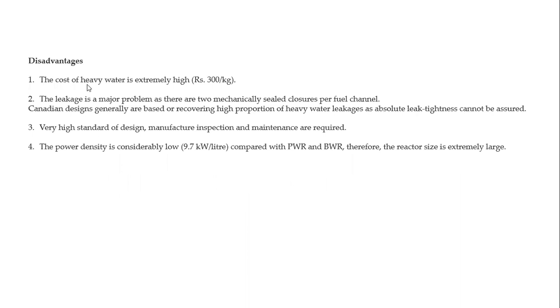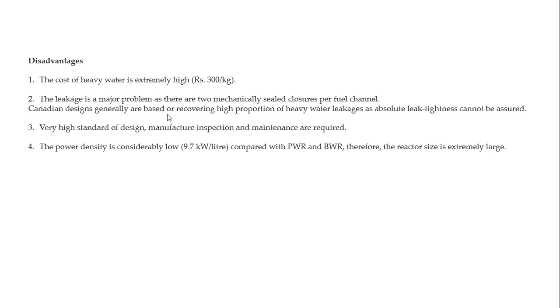Next, coming to the disadvantages, the cost of heavy water is extremely high, that is rupees 300 per kg. We use heavy water as the moderator and the coolant, and that heavy water is very costly. Leakage is the major problem, as there are two mechanically shielded enclosures for the fuel channels. The leakage problems are an important consideration.